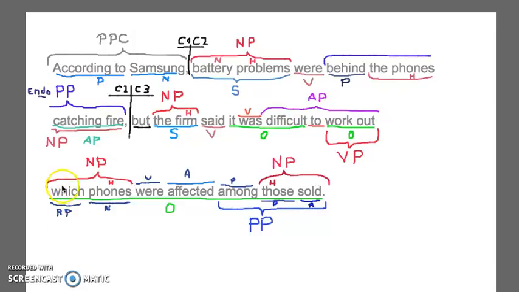Well, which we have this relative pronoun, noun, verb to be, affected, the adjective, preposition, and a pronoun, and the adjective. Well, this was our sentence analysis, and thank you for watching.